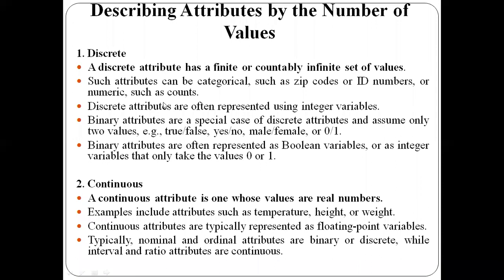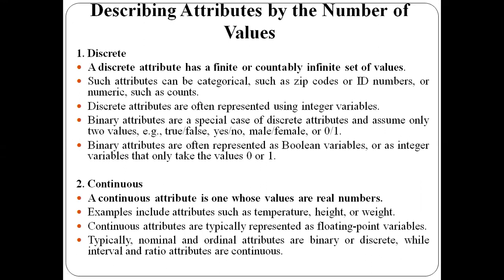So discrete attributes will have either a finite or infinite number of values. The second type of attribute is continuous attributes. In the case of continuous attributes, attribute values will be represented in the form of real numbers. Real number stands for floating point numbers.